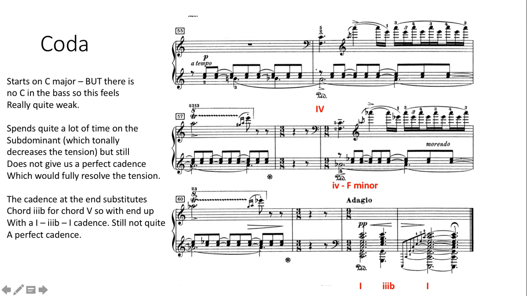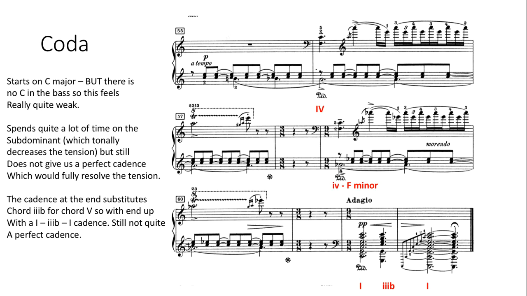So the coda starts again on C major, but there isn't a C in the bass this time, and the repeated C and E dyad that we've had is moved up an octave. So it feels a lot weaker. Tonally speaking, it's a lot weaker. We typically get this, which really does set up our C major, but here we just get this, which is a lot less secure.